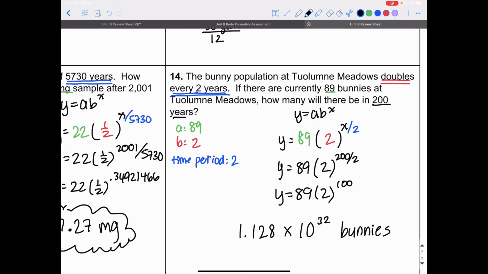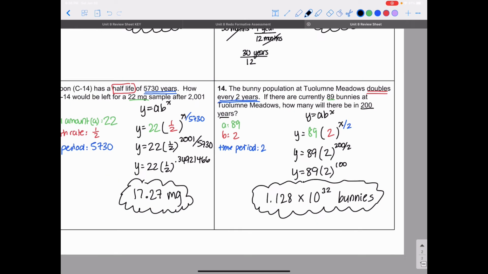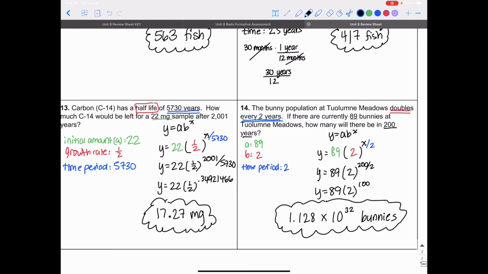So you're going to have to write it in scientific notation because it's too big of a number to write. This actually doesn't make sense because the mass of this amount of bunnies would be more than the mass of the Earth. So that question doesn't make sense.